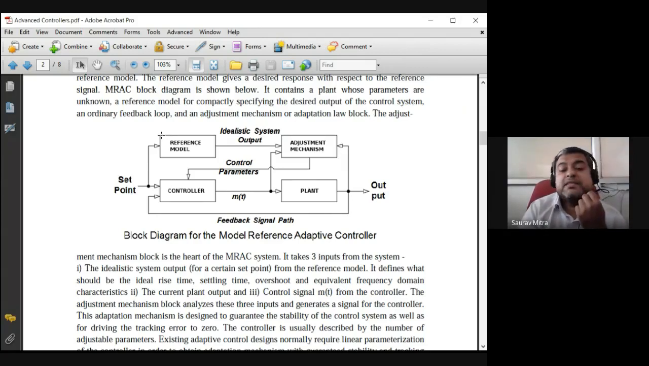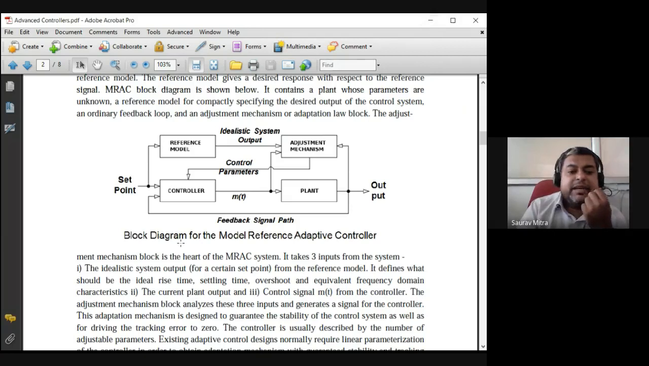Has the plant completely converged? Means what? This plant is now totally behaving like the reference model. Stability wise, randomness wise, everything is perfectly controlled. So the ultimate aim is that the plant has to be like this reference model.